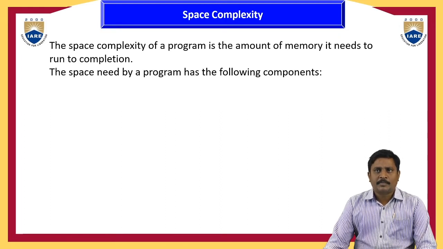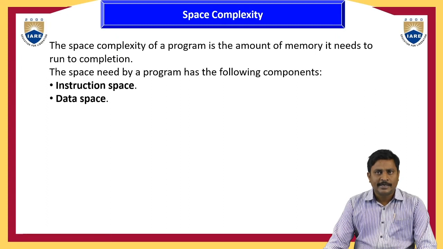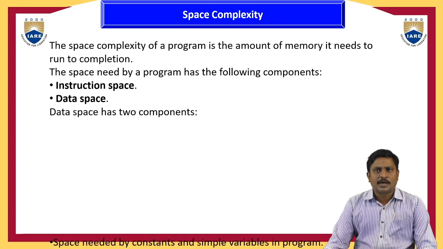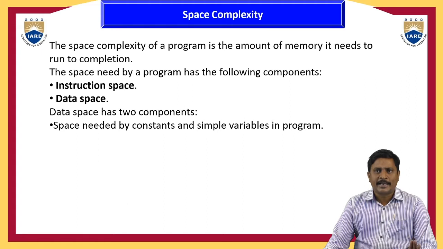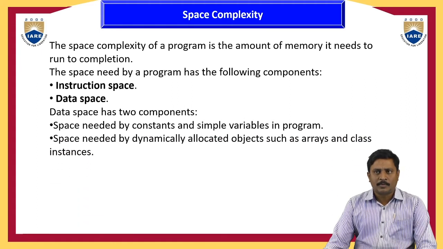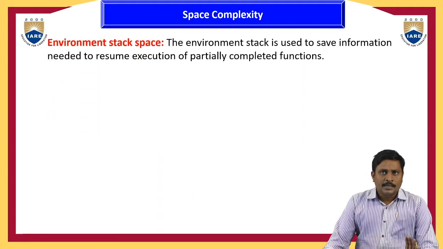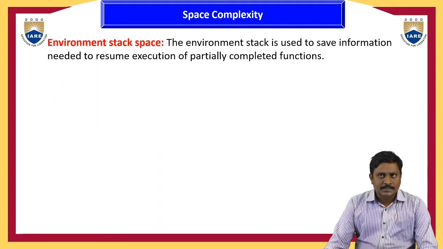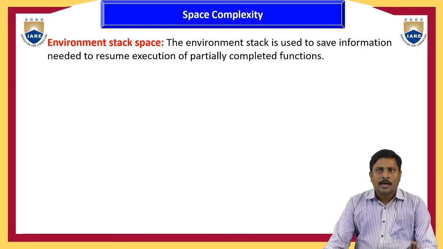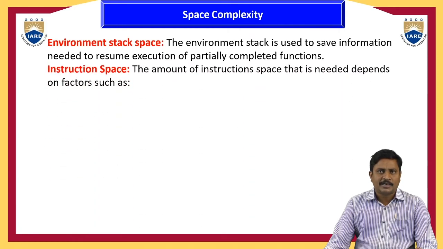The space needed by the algorithm or program consists of components: instruction space and data space. Data space also has two components: space needed by constants and simple variables of the program, and space needed by dynamically allocated objects such as arrays and class instances. Then there is environment stack space, which is used to save information needed to resume execution of partially completed functions.